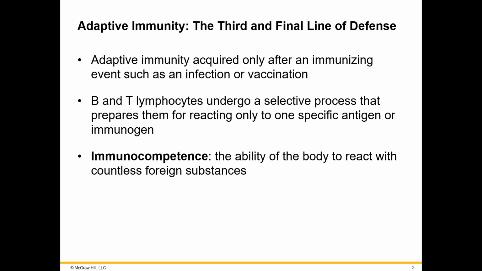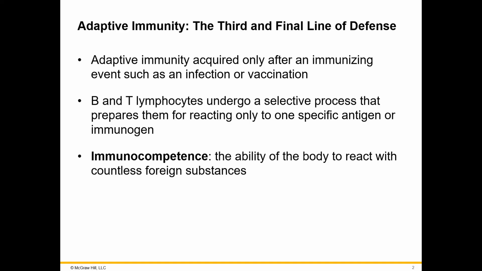So adaptive immunity is acquired only after an immunizing event. This immunizing event could be either an infection or a vaccination. So when is that going to happen? It's only when the host barriers and those innate defenses are failing to control an infectious agent. Then, when you have a person who has a normally functioning immune system, this third and final line of defense is going to kick in to resist the pathogen. So it's not innate, it's adaptive and acquired after an immunizing event.